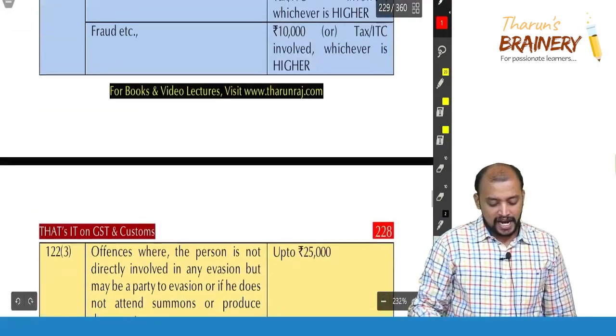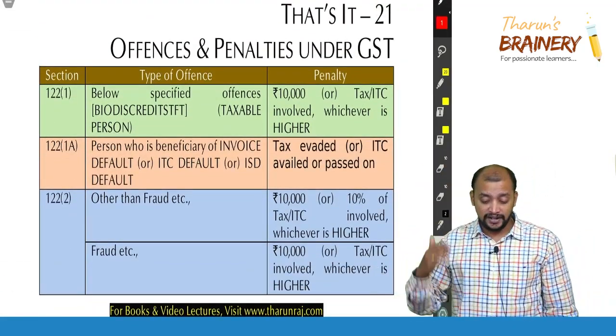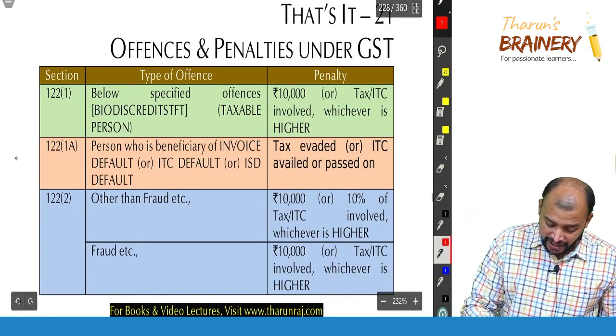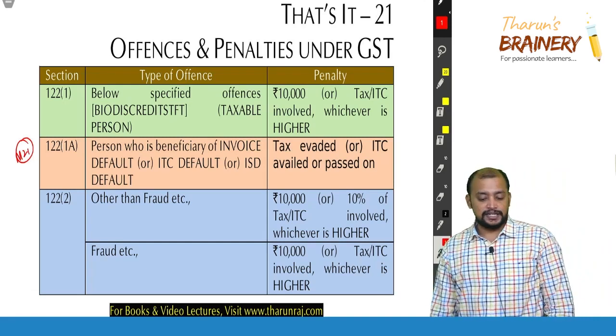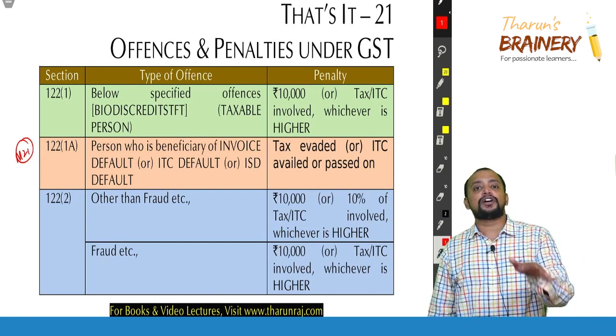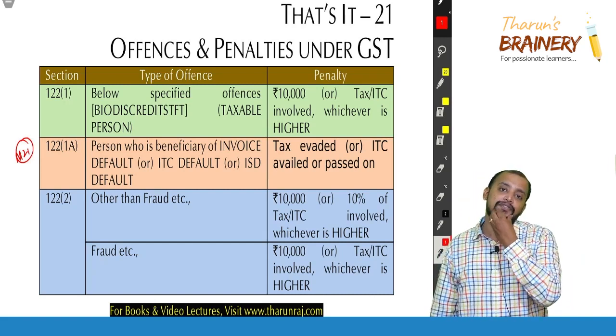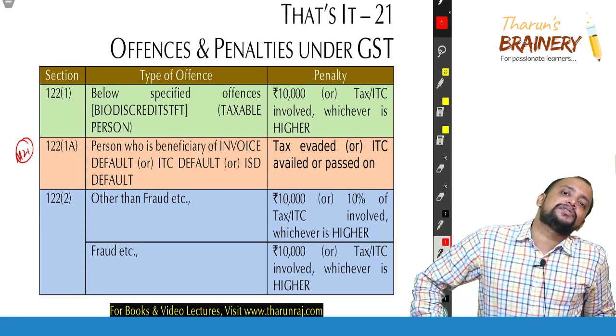Now we have 122 subsection 1A newly added, applicable for your May 21 exam onwards. Newly added, what is that? Person who is a beneficiary of an invoice default, ITC default or ISD default. Person who is a beneficiary of the default.